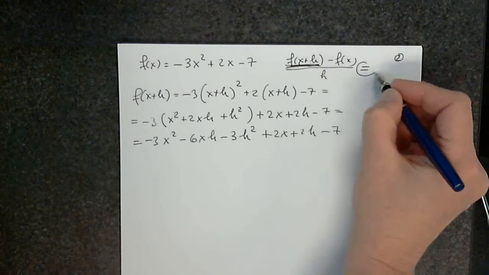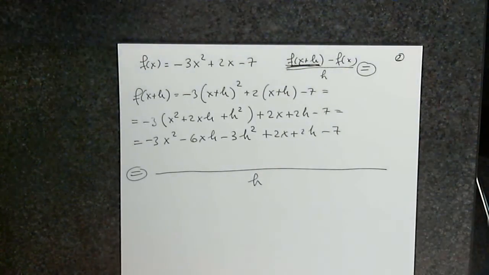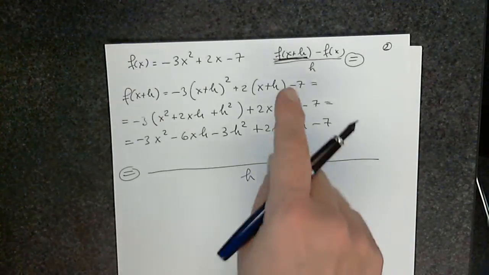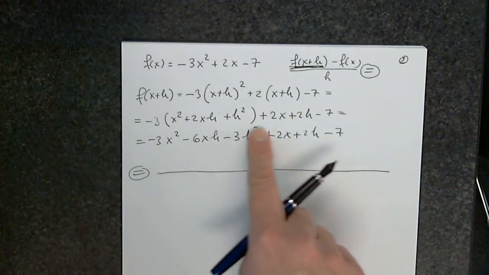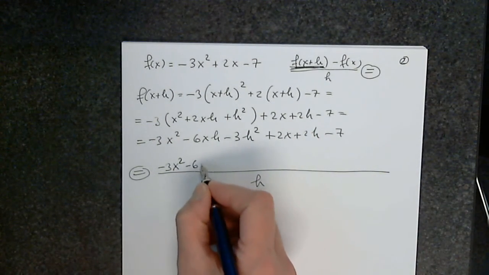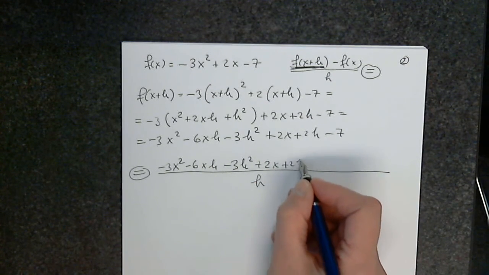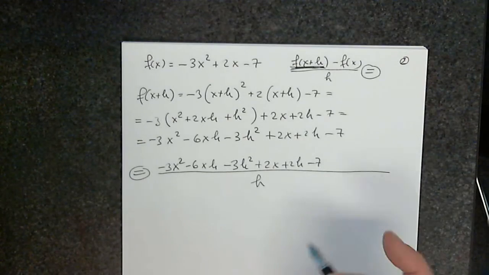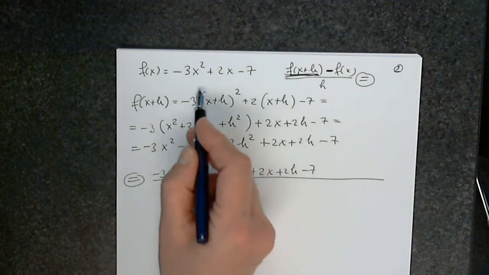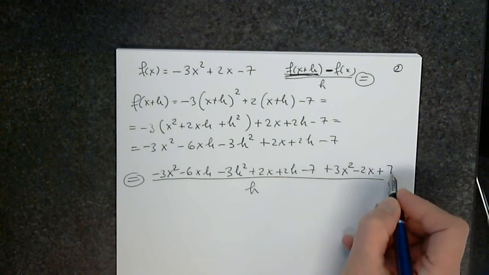So now from here, I continue, plugging in what I just found for f of x plus h. So all that is this right here. So I'm going to copy it. Negative 3x squared minus 6xh minus 3h squared plus 2x plus 2h minus 7. Now I reach this minus, so I have to change all signs that follow to plus 3x squared minus 2x and plus 7.